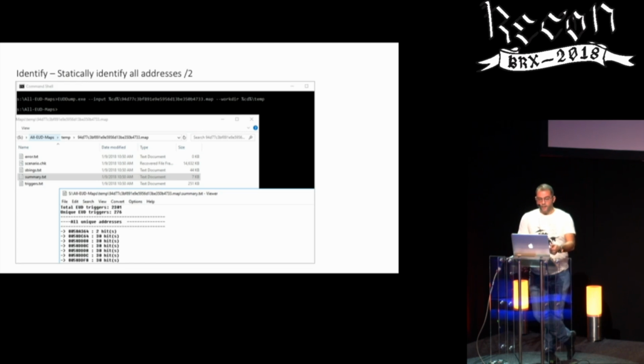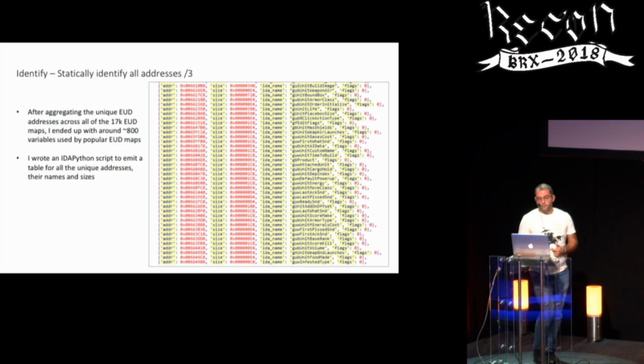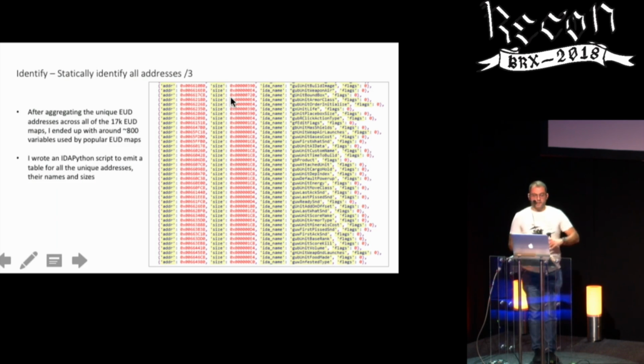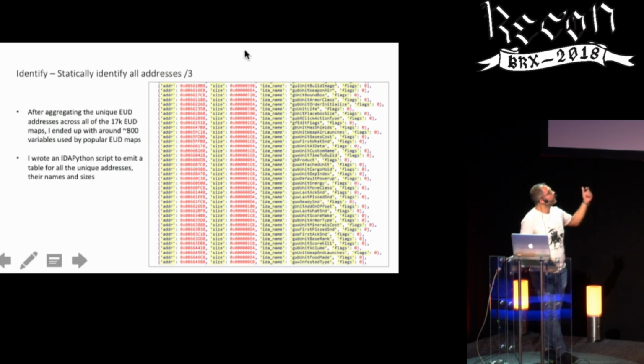Once I processed the maps, I generated a text file containing all the addresses. I wrote an IDA Python script to take an address and aggregate them. If the addresses are consecutive and belong to an array, I emit a table entry saying this address has this size, and this is the variable name in the game sources. I built a table of almost 800 entries from scanning the 17,000 maps, and that will serve as a translation table between addresses, their sizes, and the game variables.